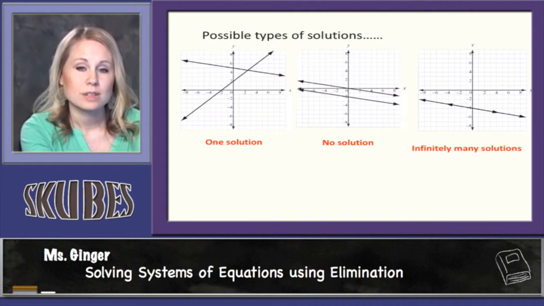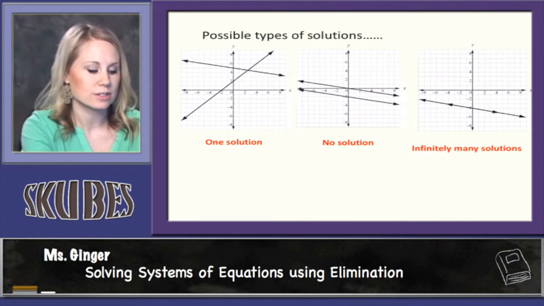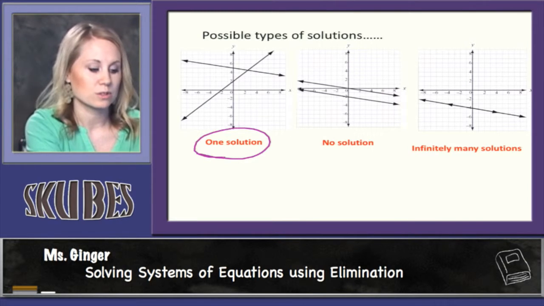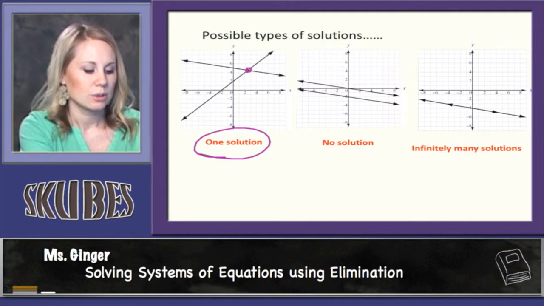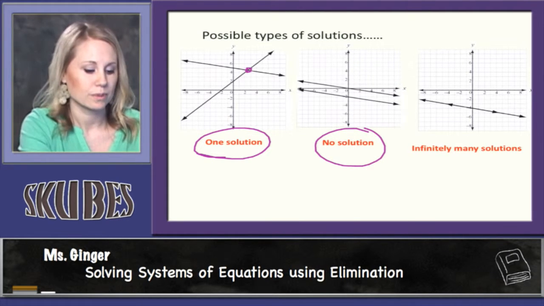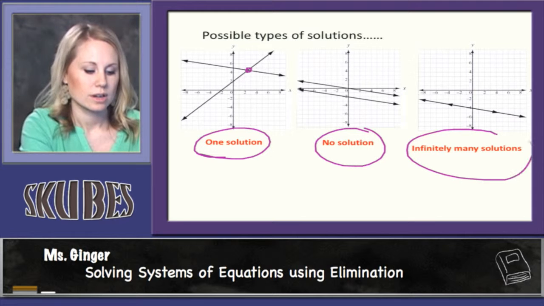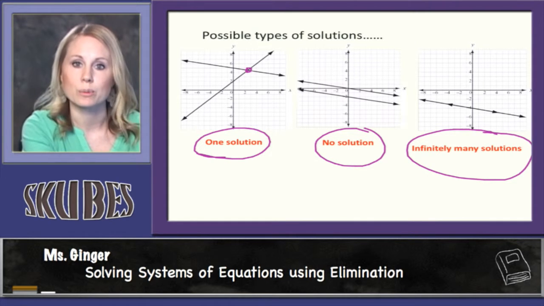I wanted to show you some possible types of solutions you may come across when you're solving systems of linear equations. This first one here on the left has one solution because there's one point where the lines are intersecting. The one in the middle here has no solutions because there are parallel lines and they are not going to intersect at all. This last one here appears as if it is one line, but this can happen sometimes where your lines are overlapping and they're in the exact same spot, so they have infinitely many solutions because they're touching everywhere.